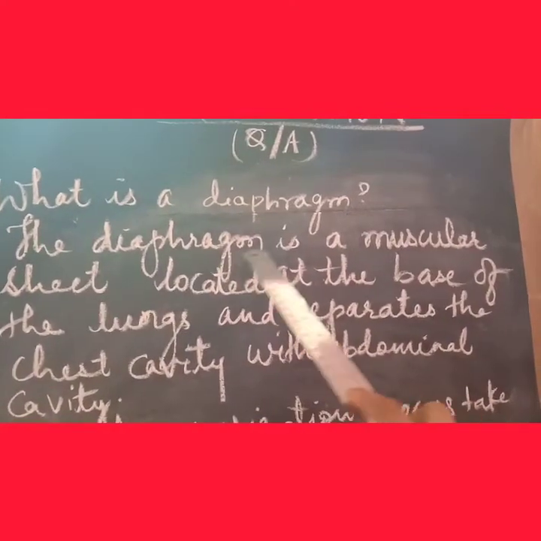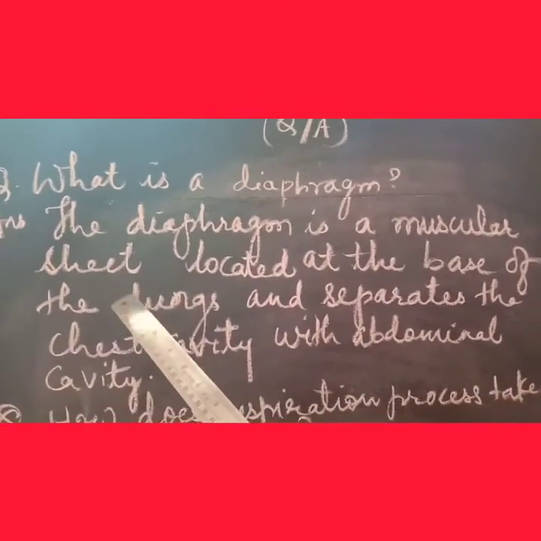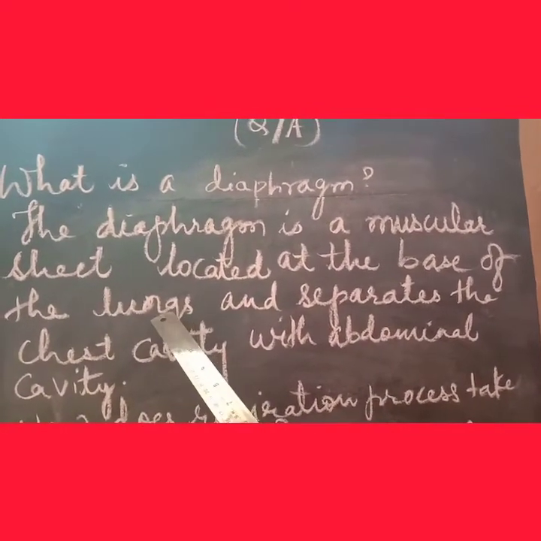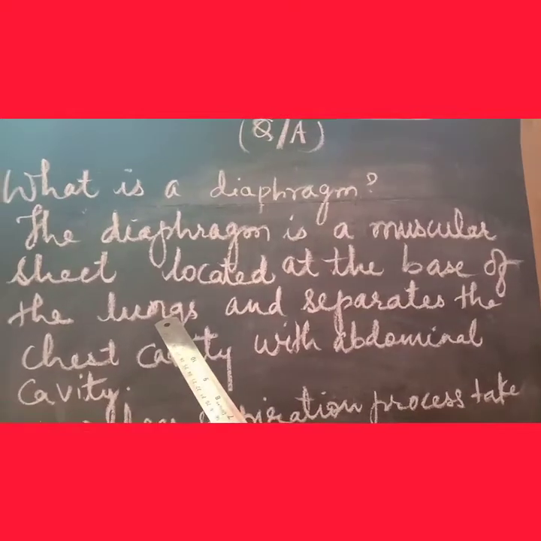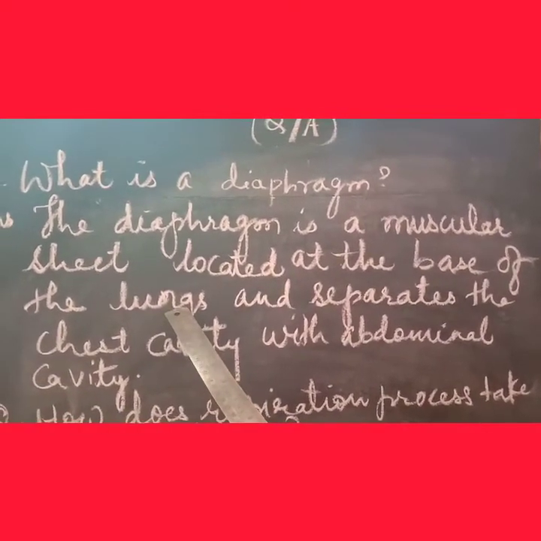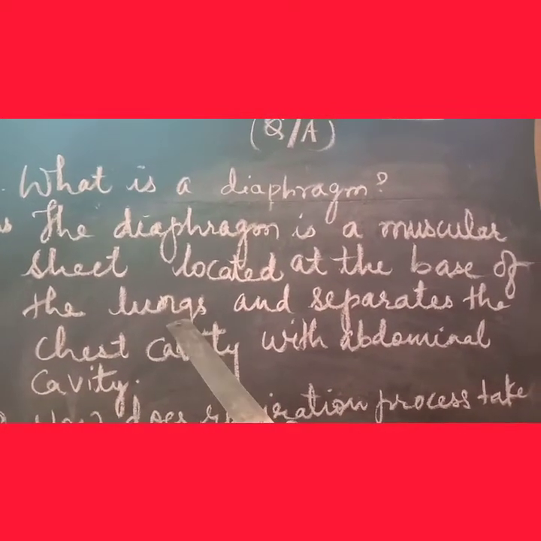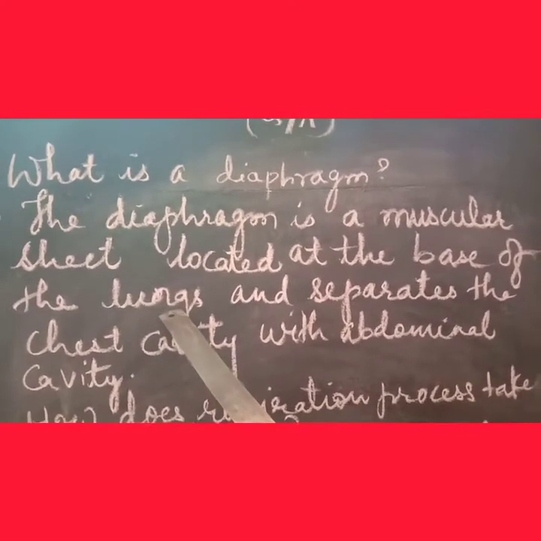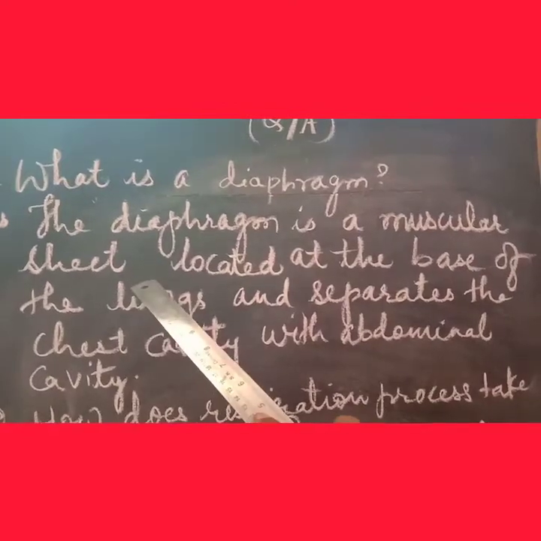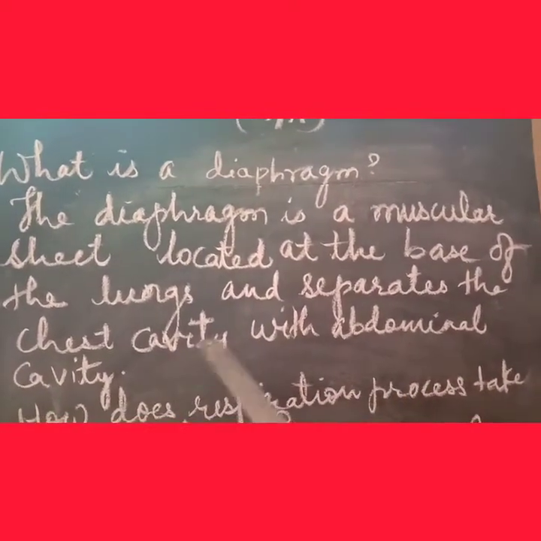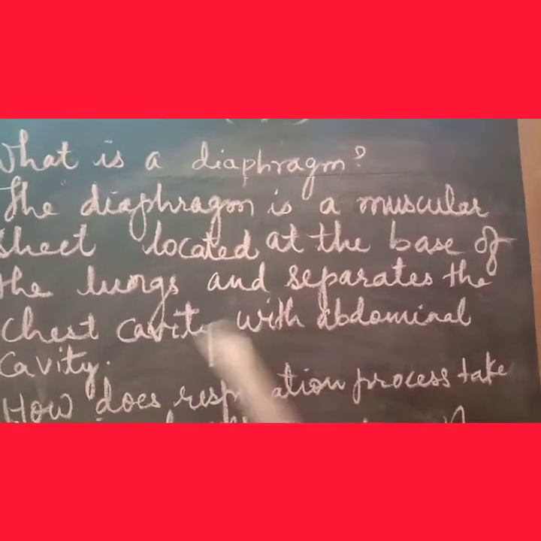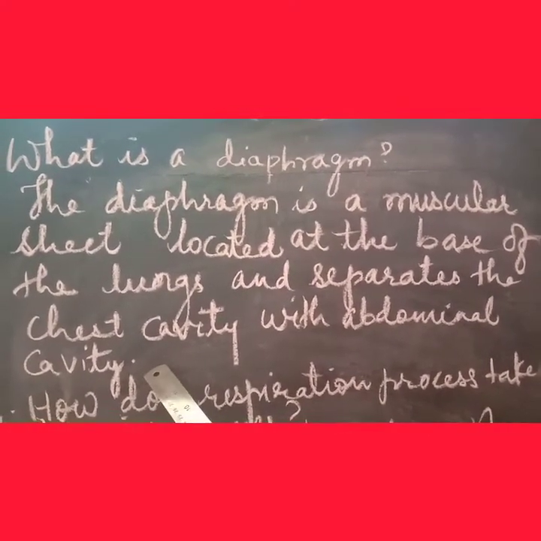Children, the diaphragm is a muscular sheet located at the base of the lungs. We all know that in human beings a pair of lungs are present, and just below the lungs, or we can say at the base of the lungs, one muscular sheet is present which is called the diaphragm. This sheet separates the chest cavity from the abdominal cavity.